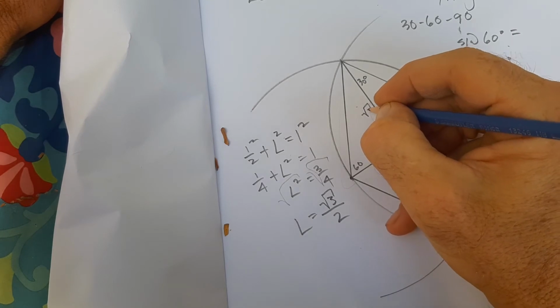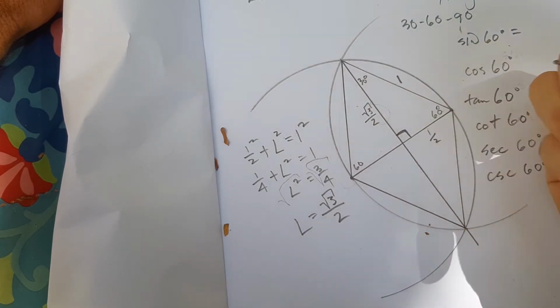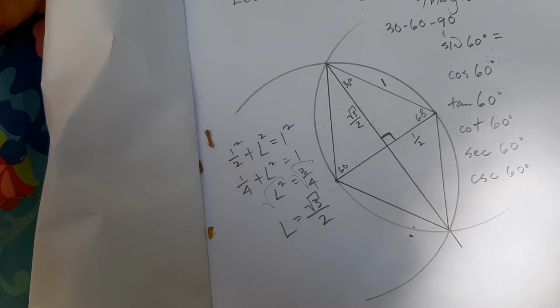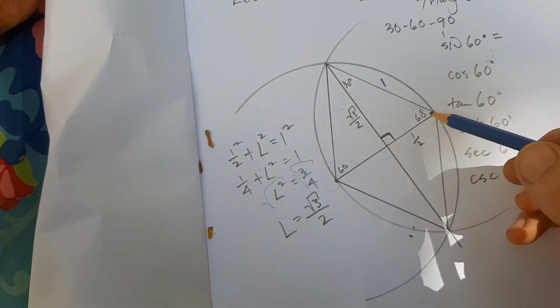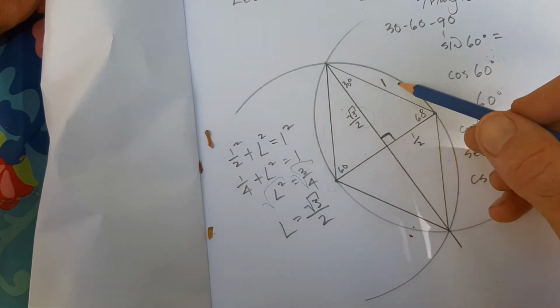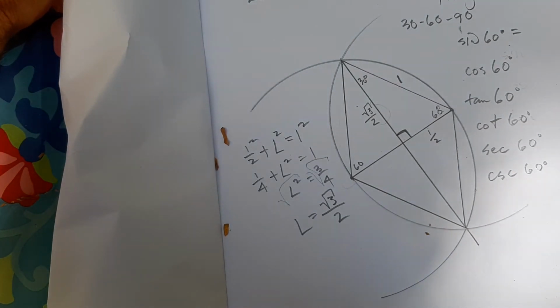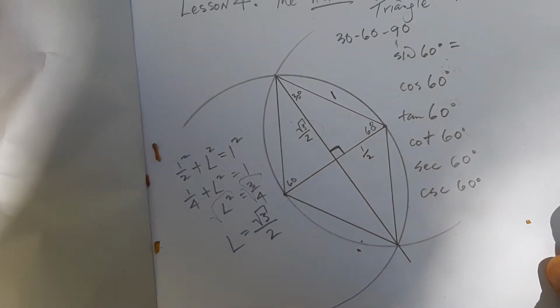Square root of 3. Congratulations if you figured all this out on your own already. You already knew how to do this. If you didn't, here we go. Now we have it set up. We have all our angles, and we have all our sides figured out. So let's go ahead and do it.